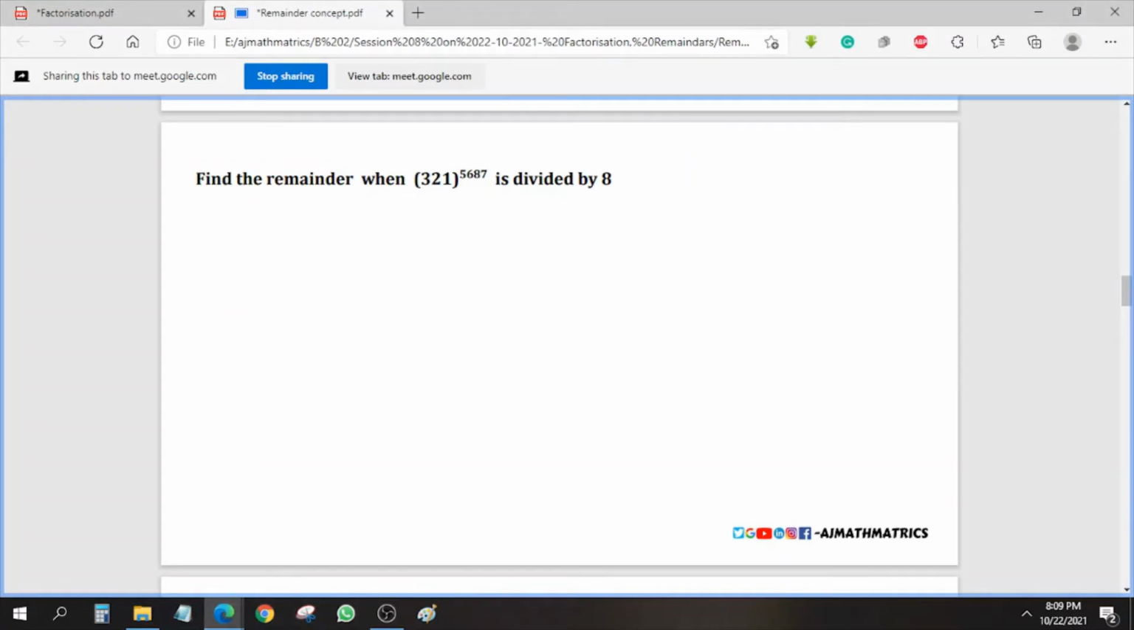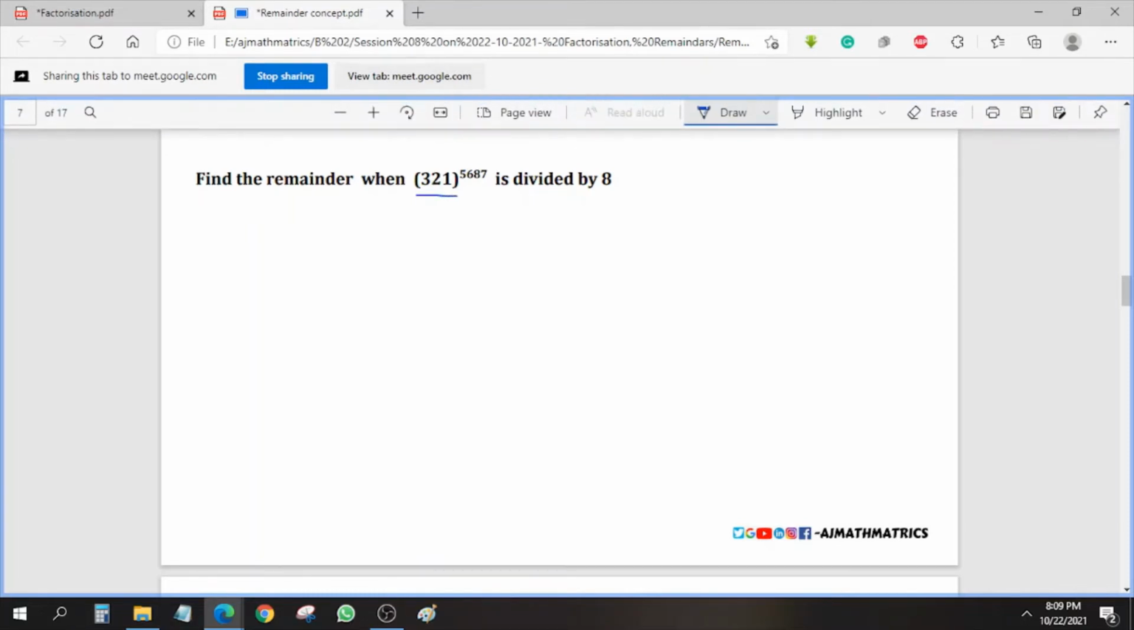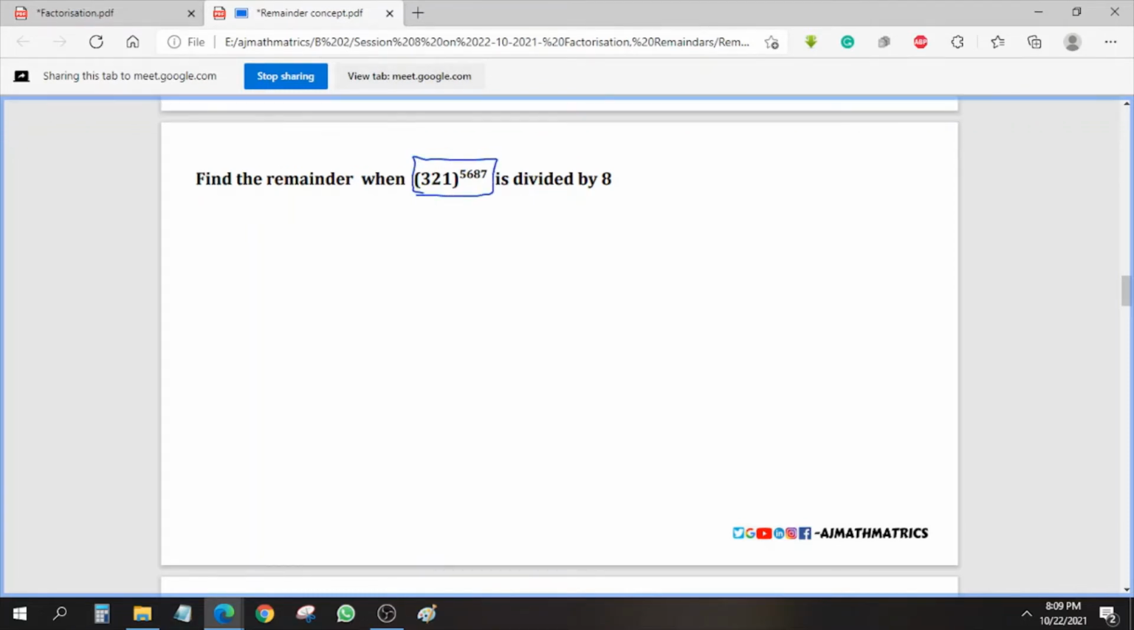If you get this kind of question, it is definitely impossible to calculate. So don't think of finding 321 power 5687. It is definitely impossible to solve. Then how to solve? Now let's see. We are going to find the remainder when it is divided by 8. Just think about it: is 321 divisible by 8 or not? 321 is not divisible by 8, but 32 is divisible by 8, so 320 is divisible by 8.